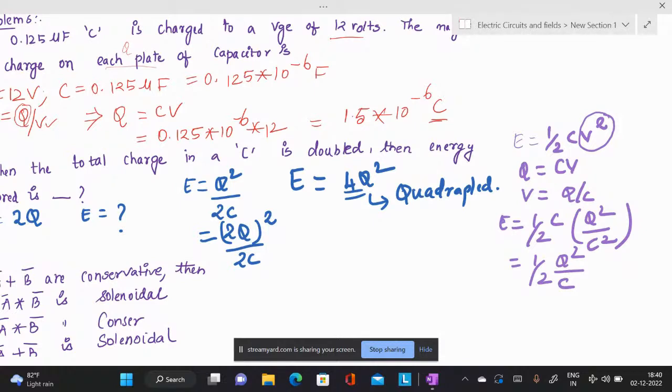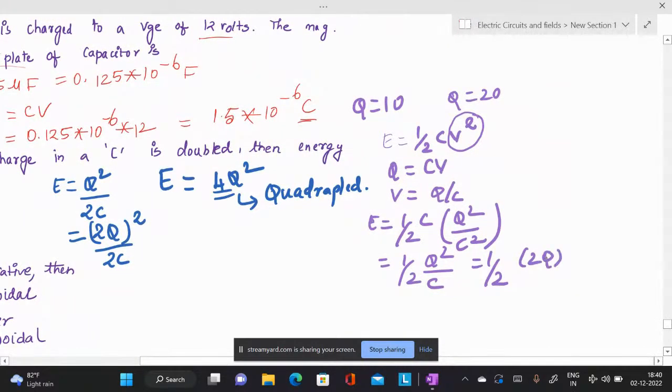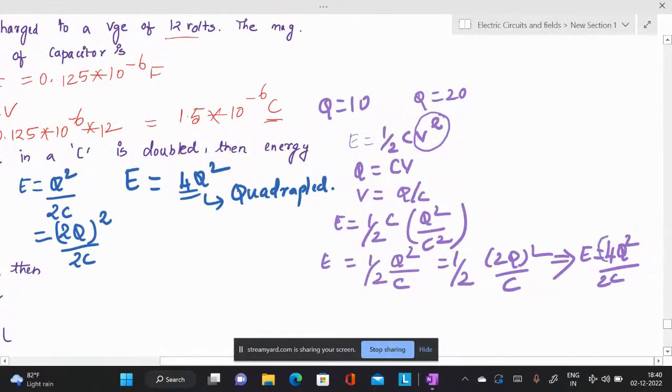Okay? Now what are we doing with the value of q? We are doubling it. For example, if it was 10 at first, now doubling q makes it 20. So here it changes to 20 square, and here it was 10 square. So we can say half 2q the whole square by c. Yes or no? So the energy stored is 4 times the value, q square by 2c. So 4 times is what we call quadrupled. Is it clear? Have any doubt?